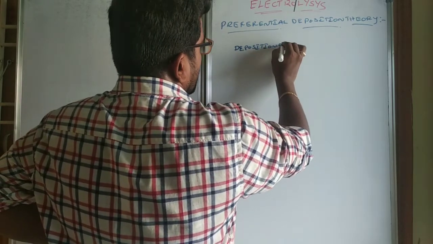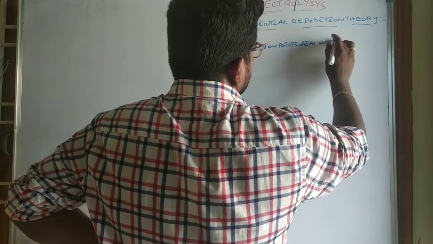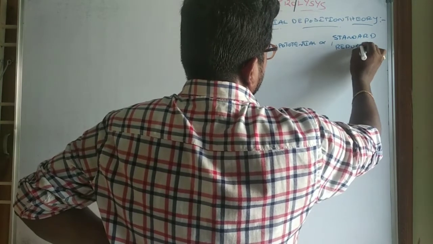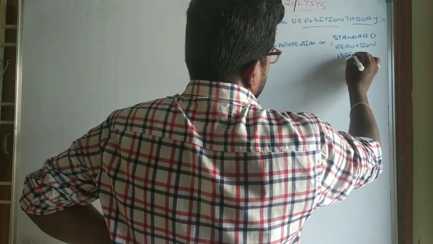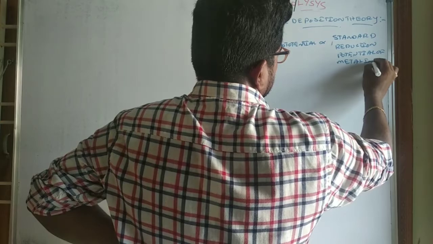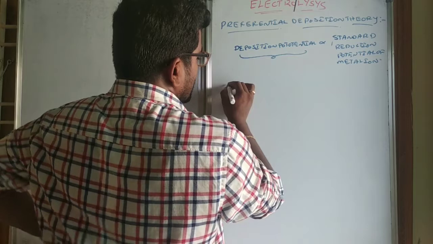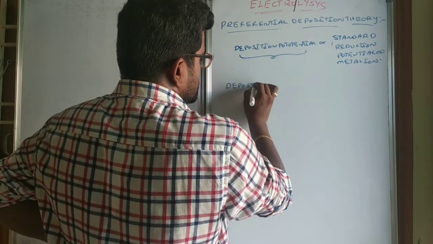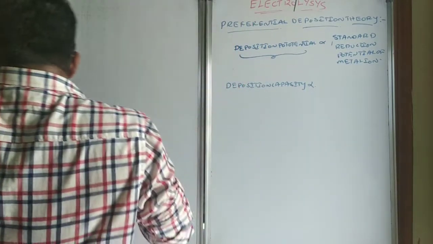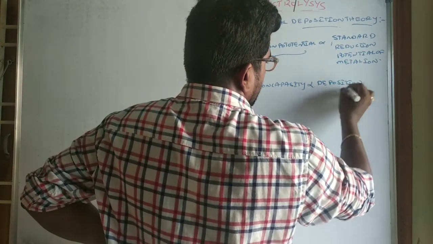deposition potential is directly proportional to the standard reduction potential of the metal ion. So see here, deposition capacity is directly proportional to deposition potential.